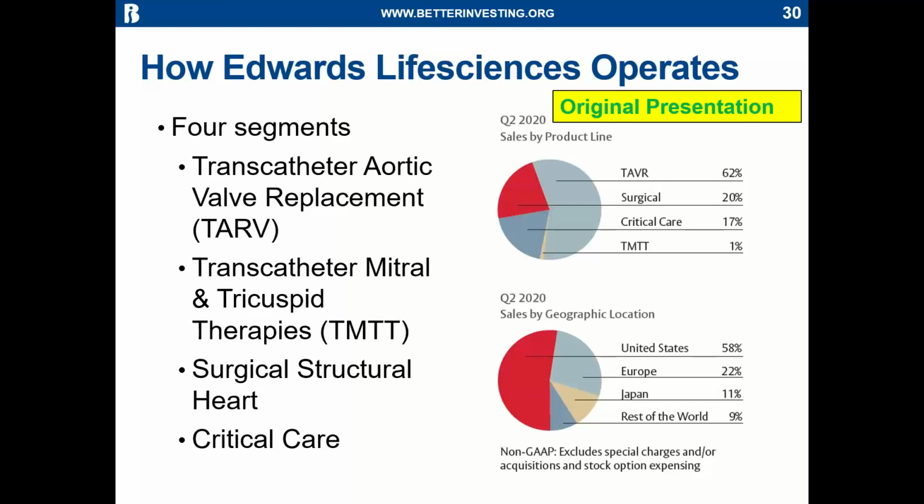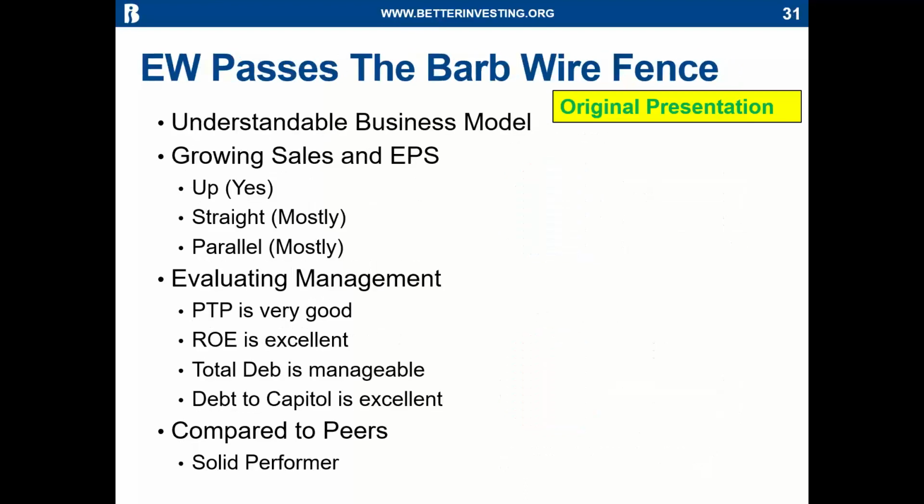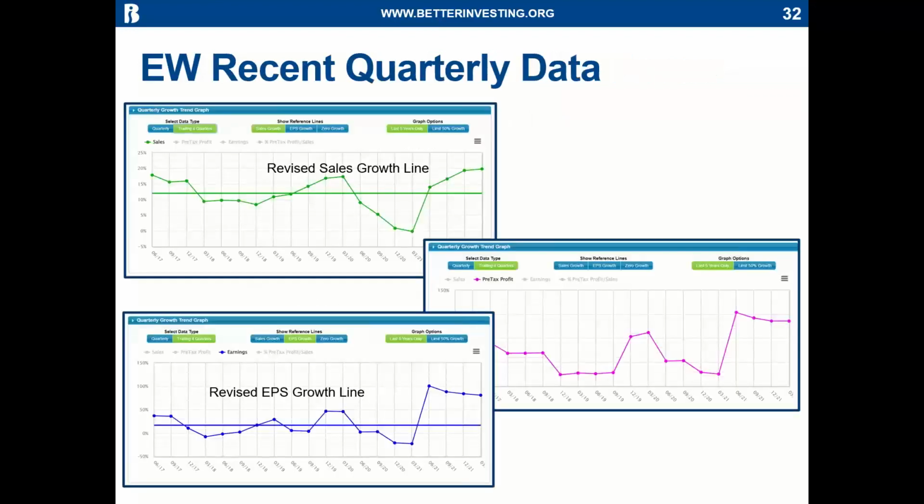And this is from the original presentation back in November of 2020. It has a very understandable business model. It has classic up, straight, and parallel lines mostly. The management is really good. They have manageable debt to capital. It just does really well. And one of its big peers is Medtronic, although Medtronic does much more than just cardiac stuff. So it's not exactly a good one-to-one comparison.